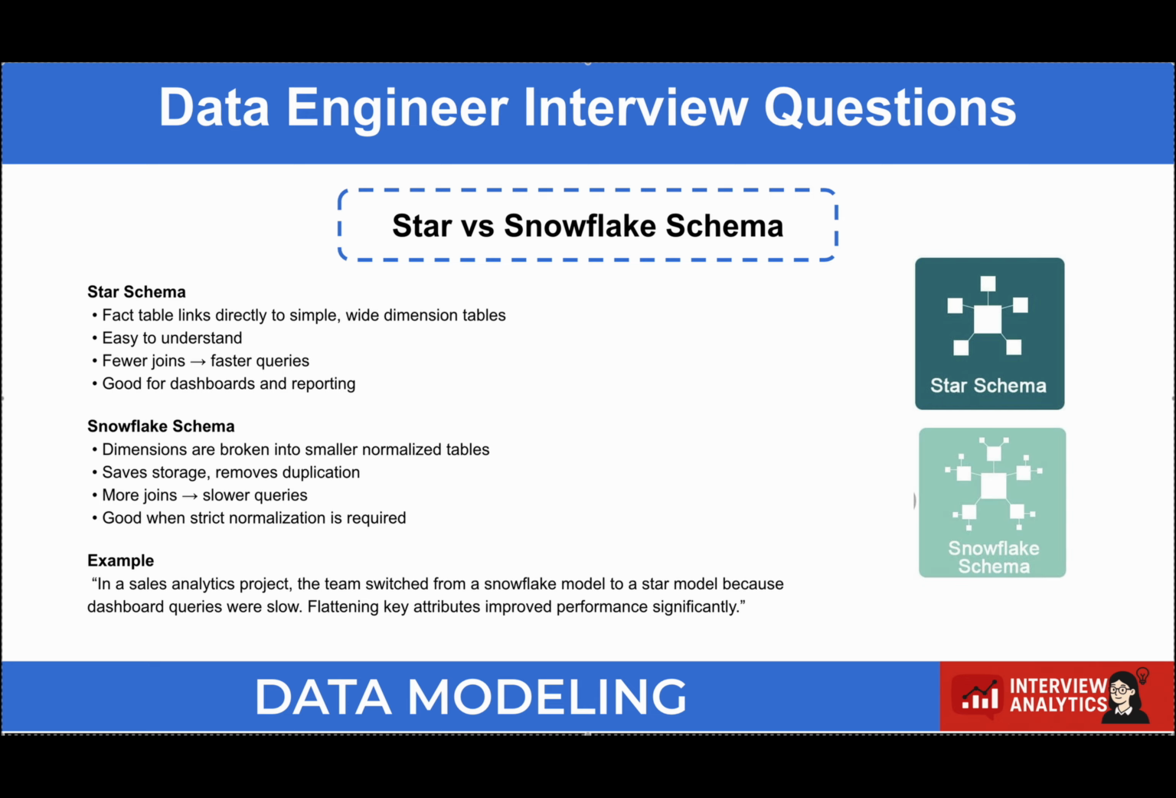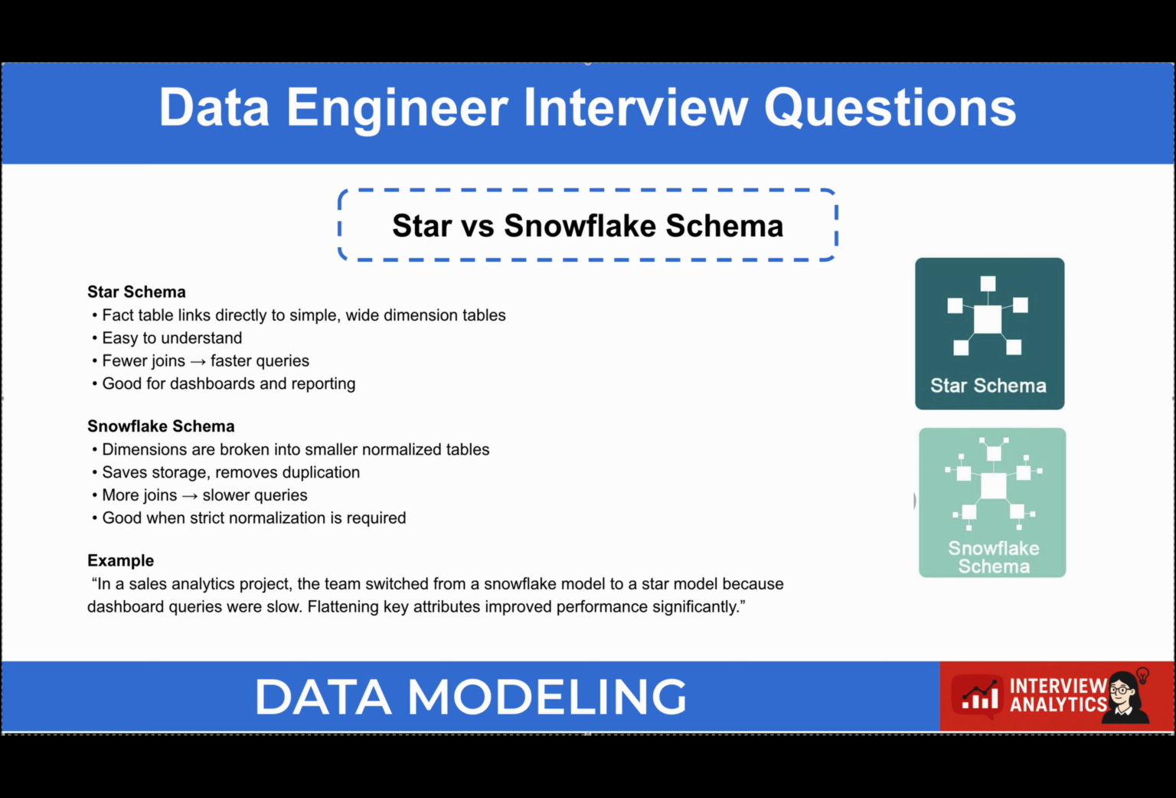Meanwhile, in a snowflake schema, dimension tables are further normalized into smaller subtables. This reduces data duplication and saves storage, but it increases the number of joins and the queries may run slower. Snowflake schema is used when you need strict normalization.